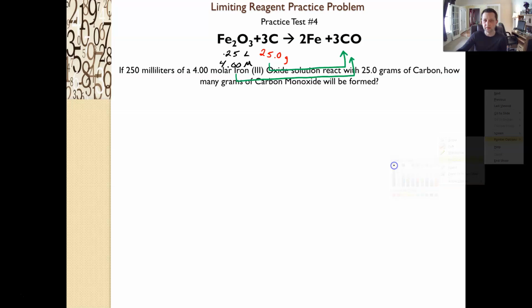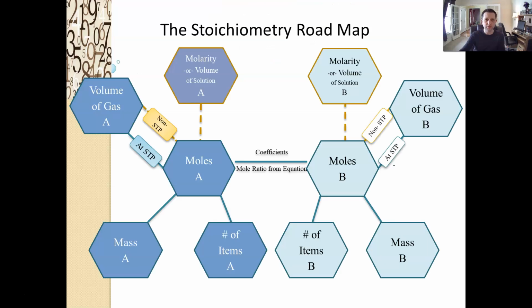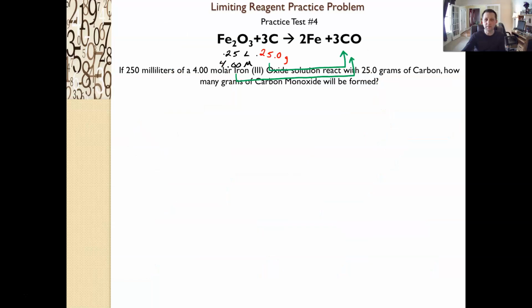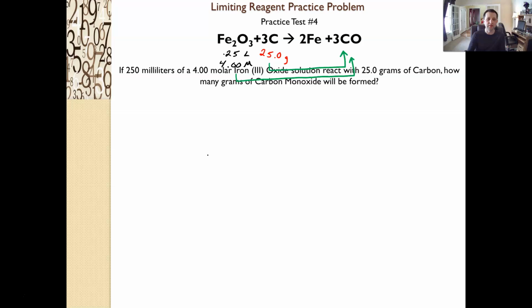Let me get back to my color coding here. So if you're on your roadmap, you have a molarity right here. Okay, you have a molarity and a volume of one substance. And I want to go to, if I look at the problem, it says how many grams of carbon monoxide. So I want to go to mass of B. All right, so if you follow the roadmap, I want to go here, here, here. All right, so the first thing I need to do is get to my moles of substance A. All right, and that's going to be moles of Fe2O3. So let's go ahead and do that.